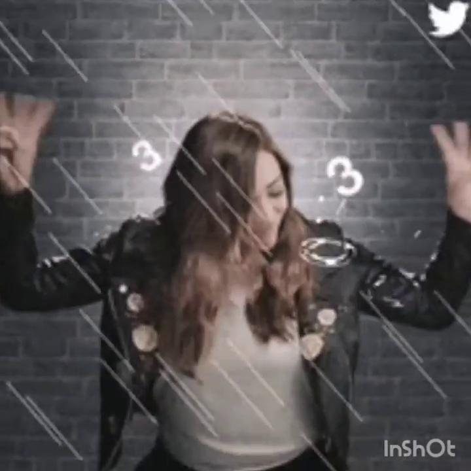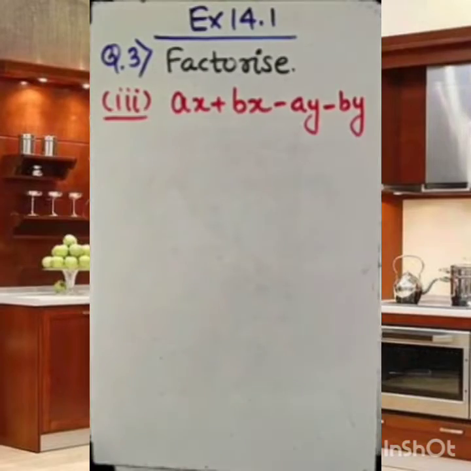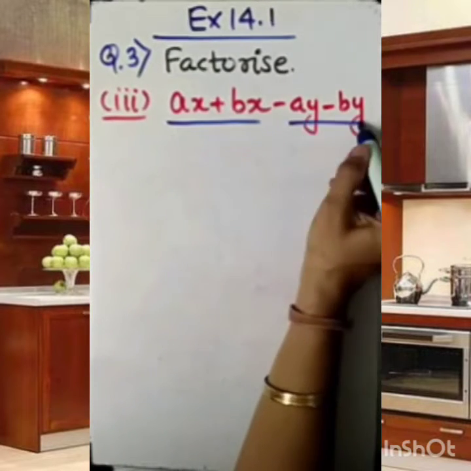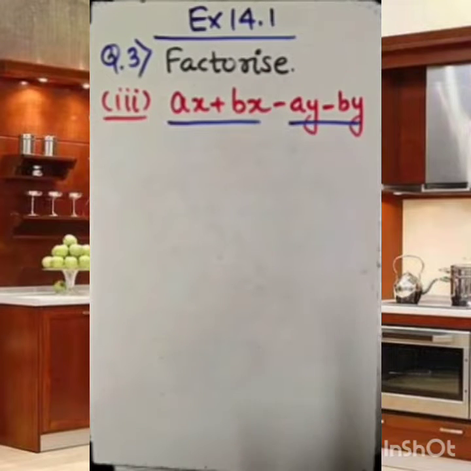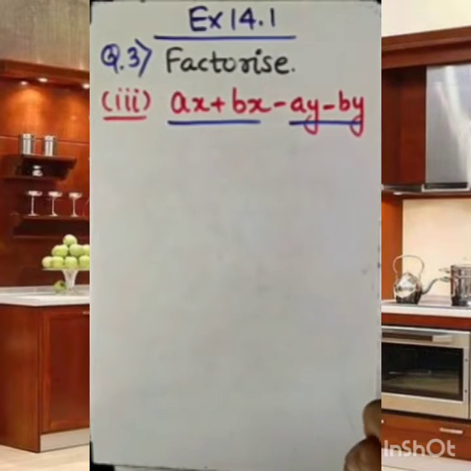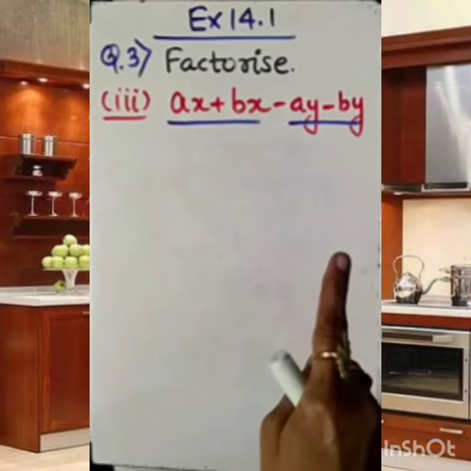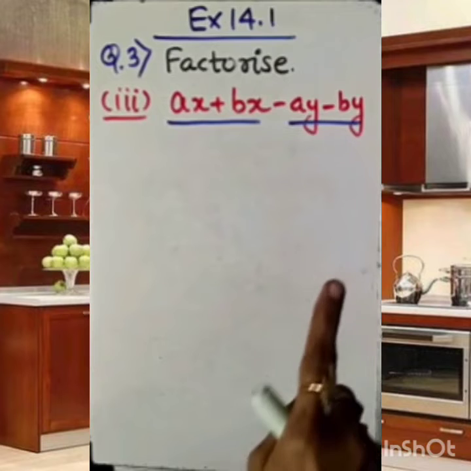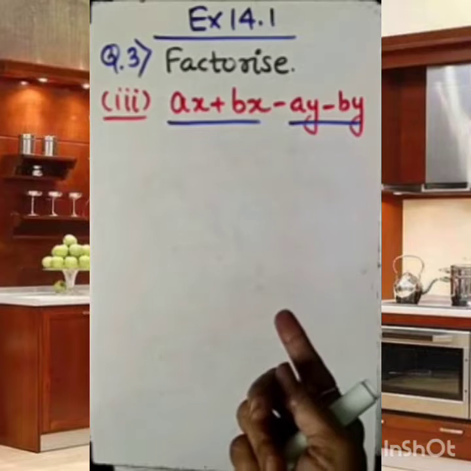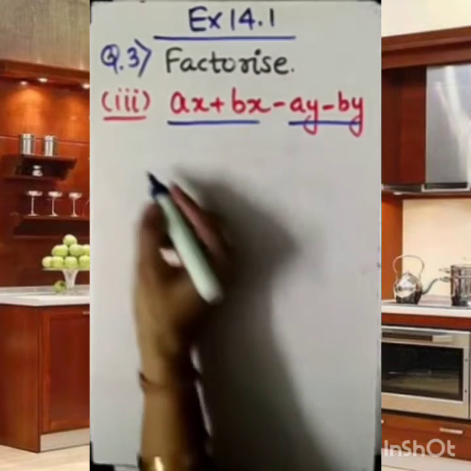Now the third is on your screen, dear student: ax plus bx minus ay minus by. First we need to be a keen observer. If we make a pair of these two and these two terms, then we can check for something common, and both the brackets should be similar. Sometimes the arrangement given is not okay. First we need to make a proper pair, arrange them and then take out common. But here it is already arranged, so we will work it out.